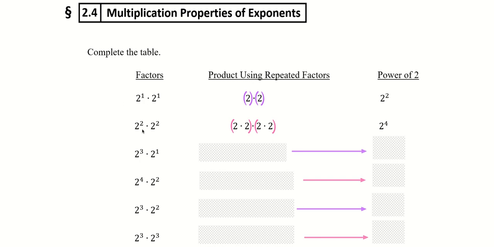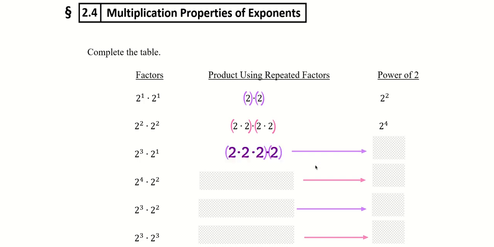We have a series of examples here that maybe you'll pick up a pattern for. If we're doing 2 to the first power times 2 to the first power, when you put all those together and resimplify it, it ends up being 2 to the second. Just like here, 2 to the second times 2 to the second, when you put it all together, you end up with 2 to the fourth. And then let's keep this going.